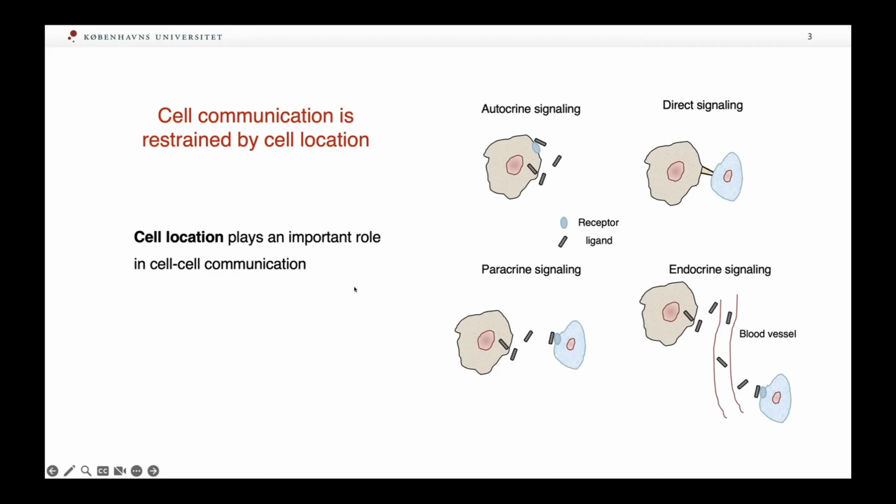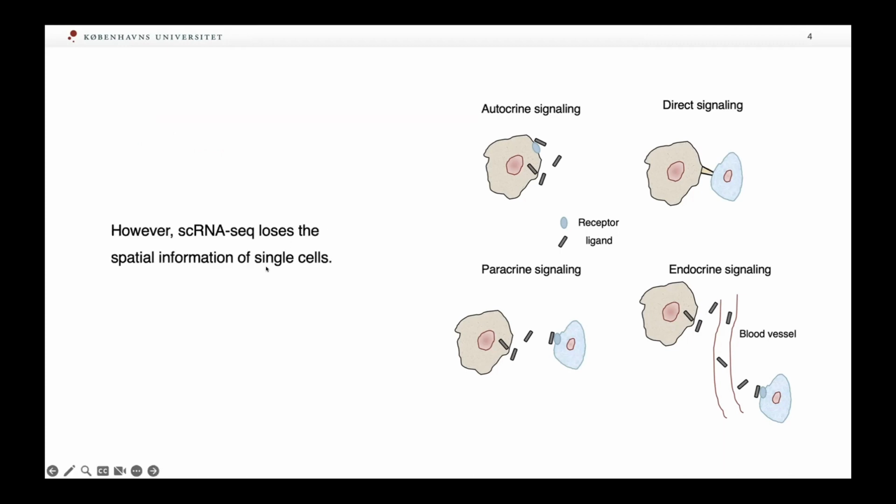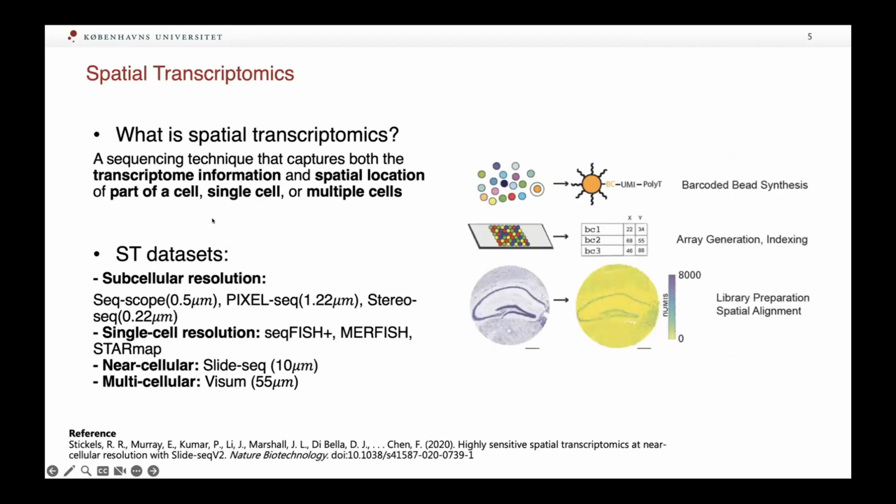So as we can see here, cell location is very important in cell communication. However, this information is lost during single-cell RNA sequencing. Here comes spatial transcriptomics. Spatial transcriptomics is a technology that captures both the transcript information and spatial location of part of the cell, single cell or multiple cells.